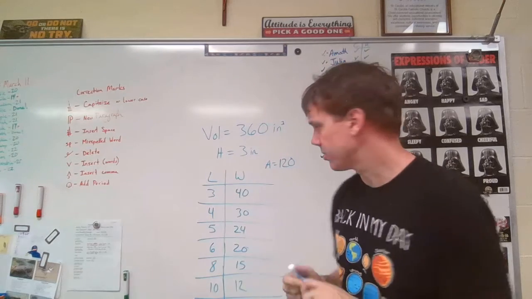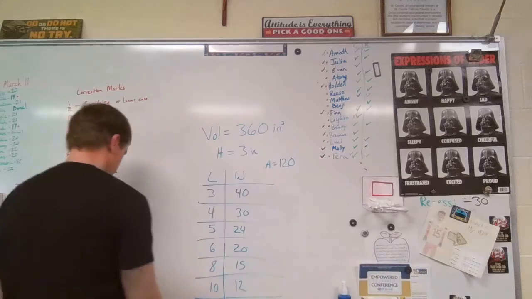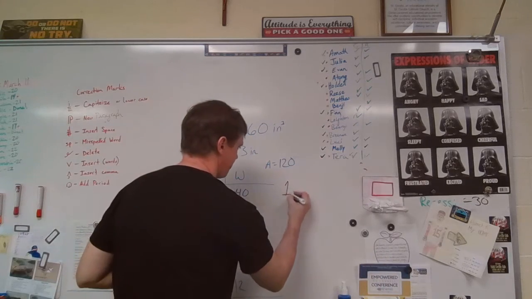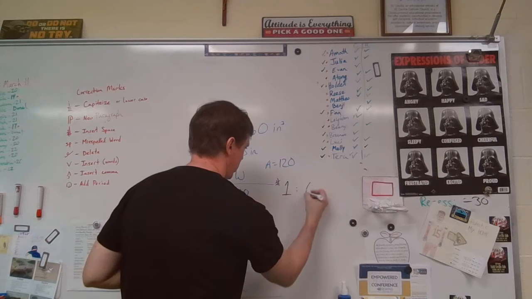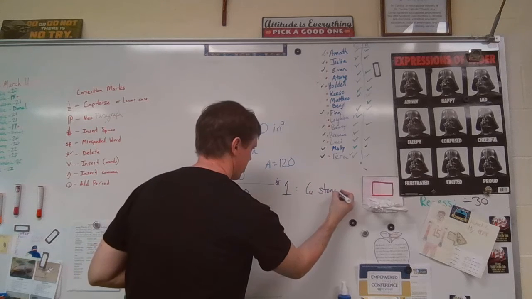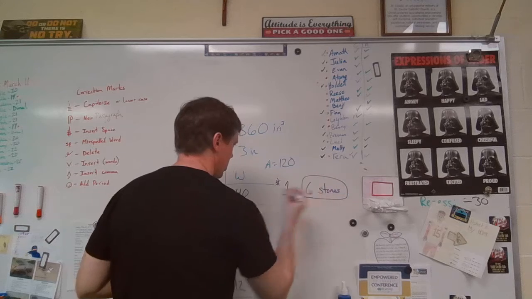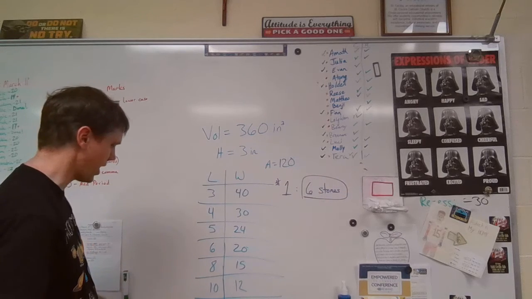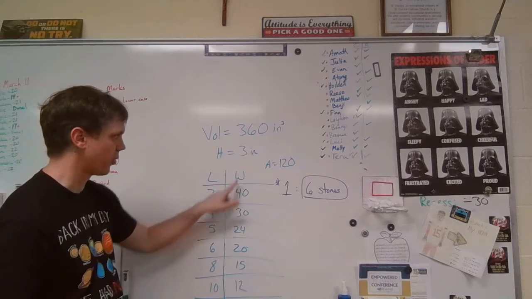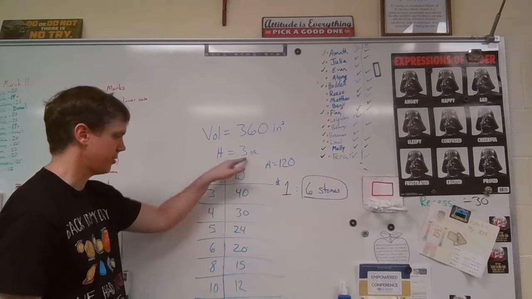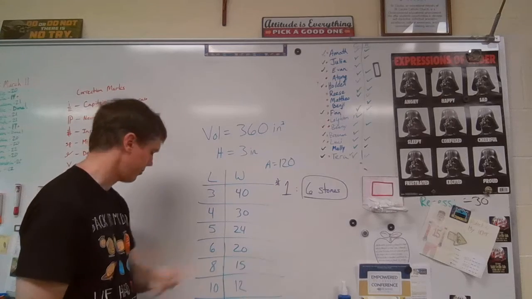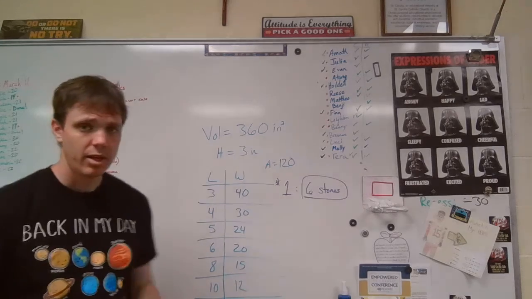All right, makes sense? Yeah, 1, 2, 3, 4, 5, 6. So our answer for number 1 is going to be 6 stones. And if we wanted to write out their dimensions, we would write 3 times 40 times 3, 4 times 30 times 3, 5 times 24 times 3. But we don't have to worry about that. That's not a big deal. Okay, so there's number 1.